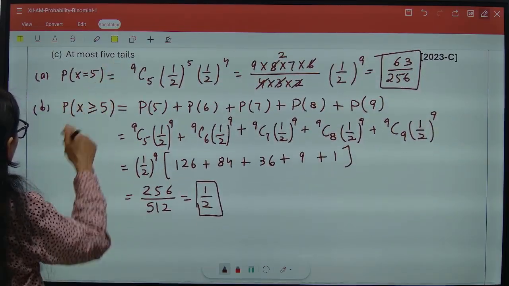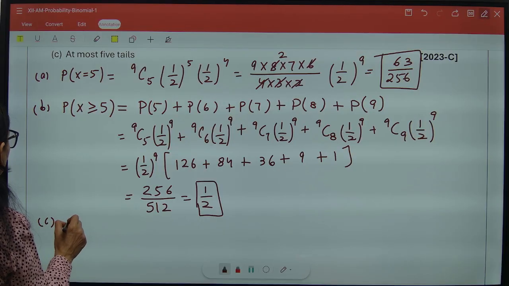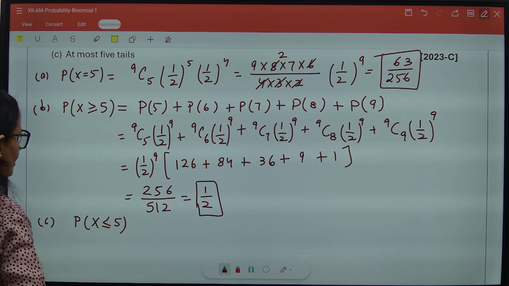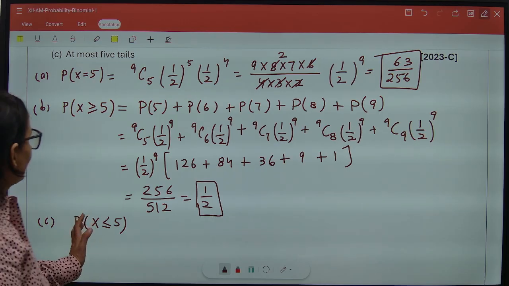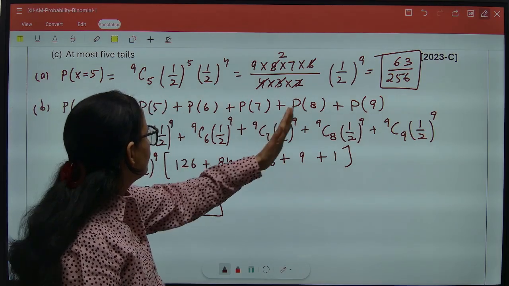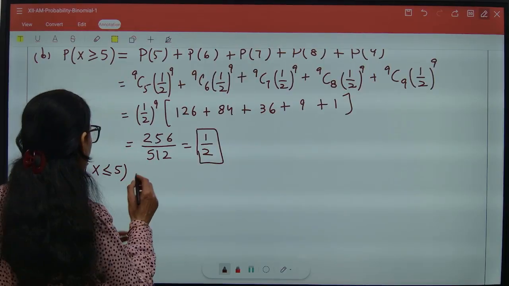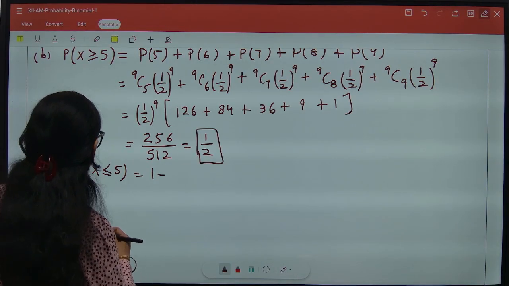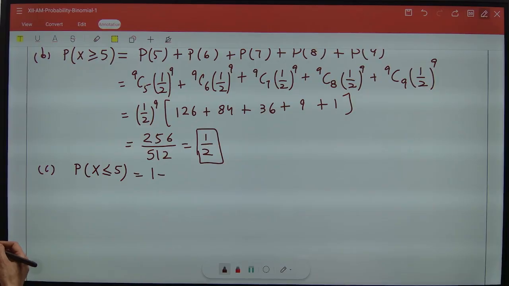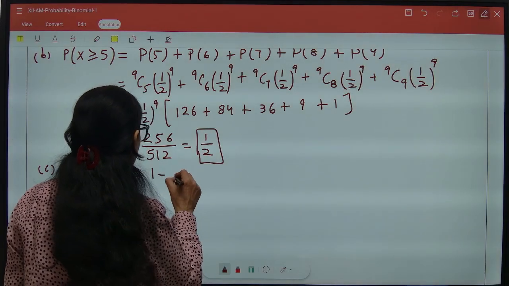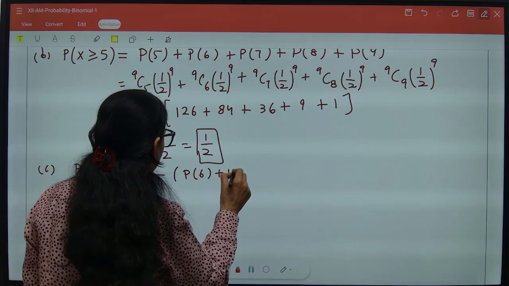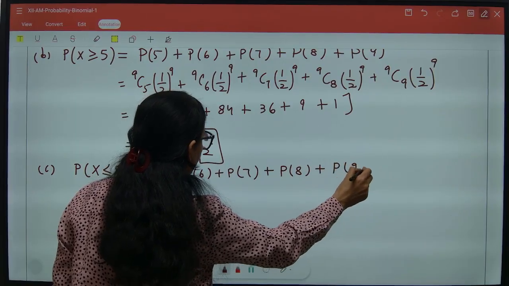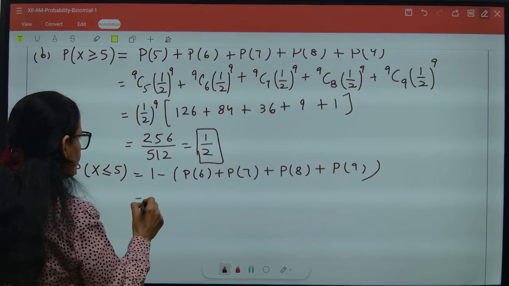Part C says at most 5 tails. So now we have at most 5 tails, that means x is less than or equal to 5. We have already calculated 5 and above, so let's see how we can do it faster. Let's use 1 minus the probability of getting what? Less than or equal to 5 means if you take away all the bigger probabilities, that means the probability of 6 plus the probability of 7, 8 and 9. Because we have already done all these calculations, it's easier like this.